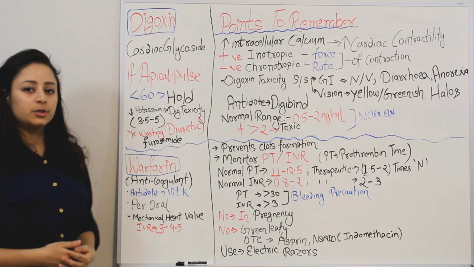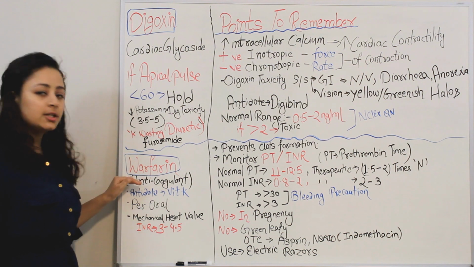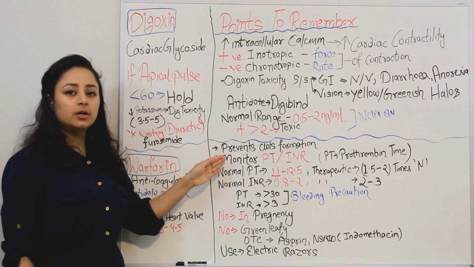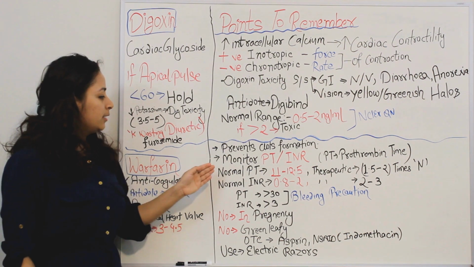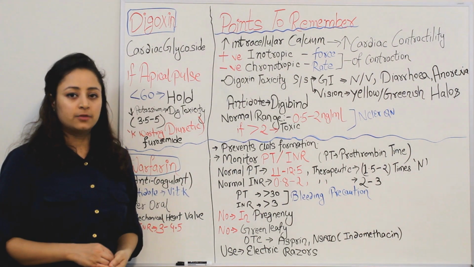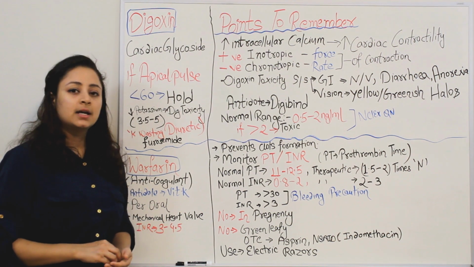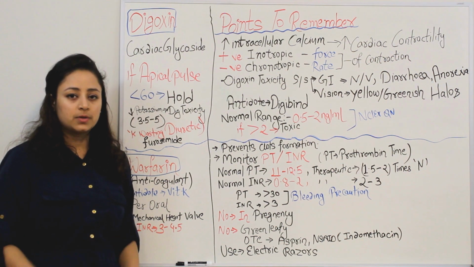Now another important drug is warfarin, which is an anticoagulant. In the points to remember, warfarin prevents clot formation, and we have to monitor the PT-INR value when the patient is on warfarin therapy. PT means prothrombin time and INR means international normalized ratio.